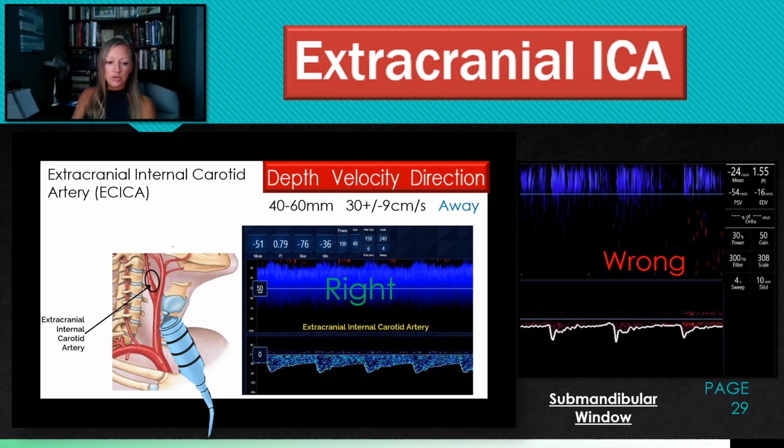What you'll do, as you can see on the bottom left, is you'll put that probe just underneath the jaw and you'll angle superiorly straight up to the top of the head and isolate your internal carotid artery.